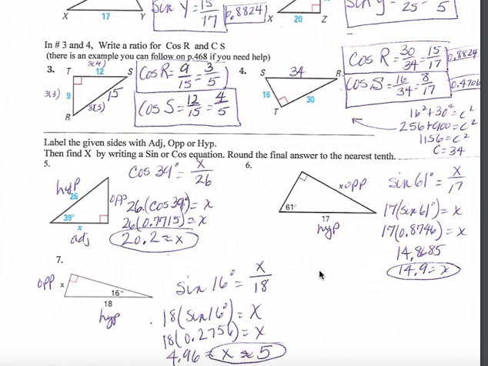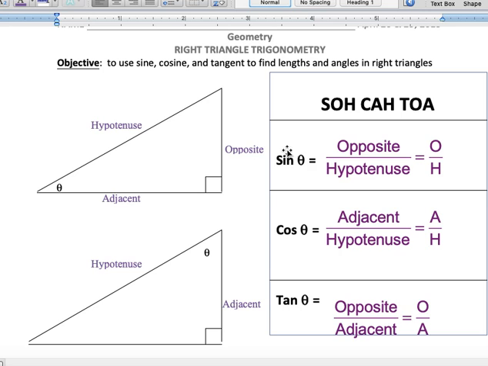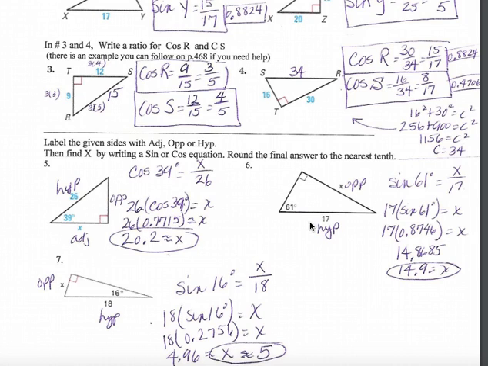For number 6, in relation to the 61-degree angle, you were given the length of the hypotenuse and the length of the opposite leg. So opposite over hypotenuse, which ratio is that? That's the sine ratio. So I'm going to use the sine of that angle measure. The sine of 61 degrees is x over 17, and that's how I set it up. Multiply each side by 17, so x will be 17 times the sine of 61 degrees, which comes to about 14.9.